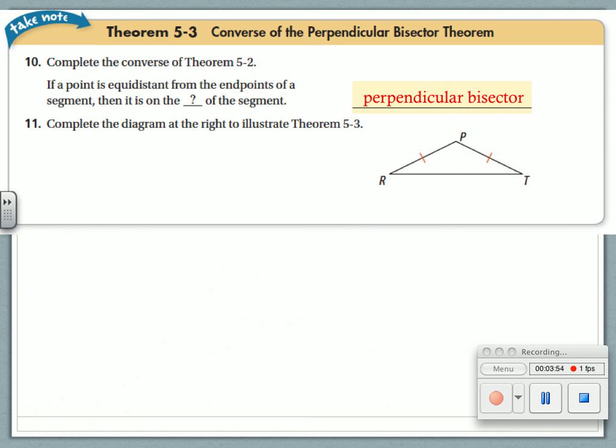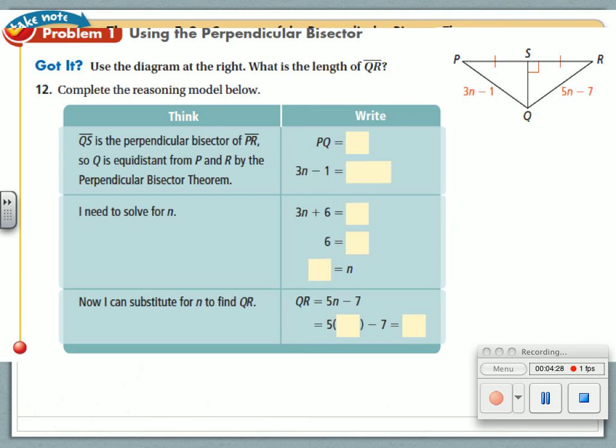So looking at the diagram at right, point P is equidistant from R and T, which are the endpoints of the segment RT. So that means it's on the perpendicular bisector of RT. And so we would show that by our congruent signs and our right angle symbols. So that's how we complete the diagram at right to illustrate this theorem. So let's look at problem 1 and put this theorem to use.